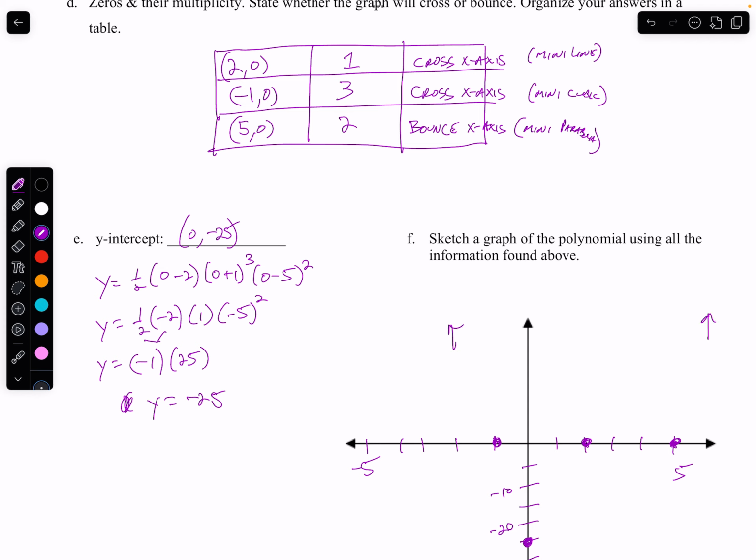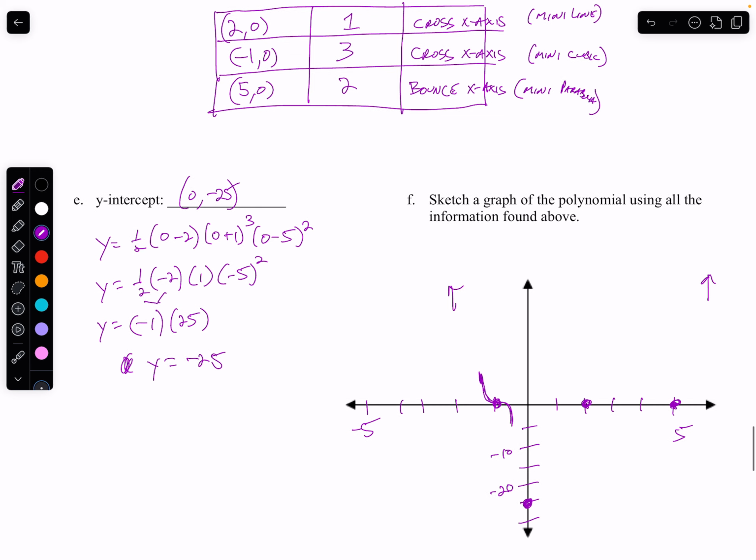At the (-1, 0), it's going to cross and be a mini cubic. So it's going to do this because it's coming from the top, and we're going to make a little x cubed here. Okay, then it's going to come down. It's going to do the little mini cubic because that degree is 3. Then it's going to go down, pass through the y-intercept, come back. And at the (2, 0), it's going to cross like a mini line. So it's just going to go straight through.